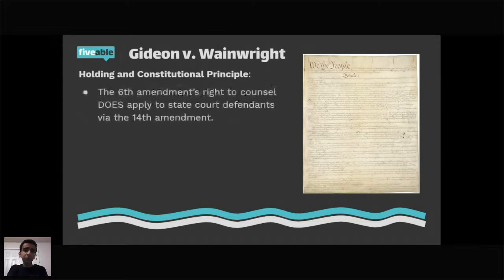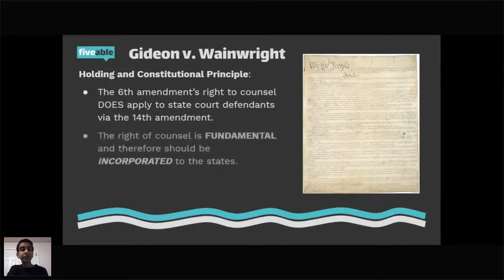Basically, the Sixth Amendment right to counsel does apply to state court defendants via the 14th Amendment. That's what was decided by the Supreme Court at that time. This had a rapid effect in the South, really throughout the country, because there were so many people put in jail without a lawyer. They had to defend themselves. Obviously, a person that's indigent can't afford a lawyer. They probably don't have the ability to defend themselves. They're not a lawyer, and they can't often defend themselves very well in court.